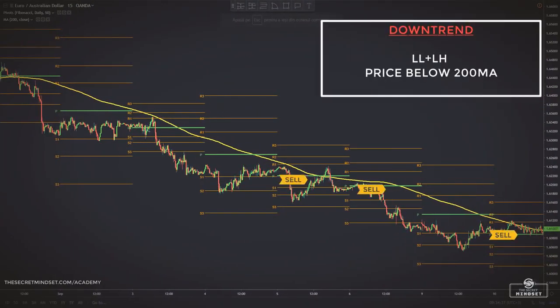Here are other examples of trending markets and opportunities to buy or sell using Fibonacci pivot points.